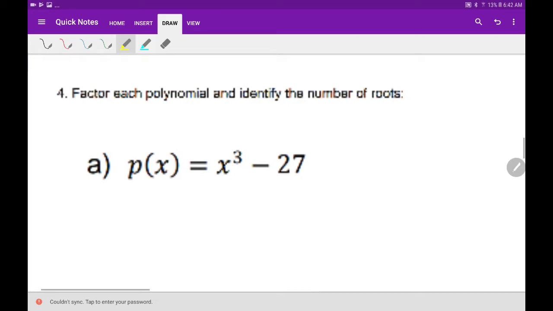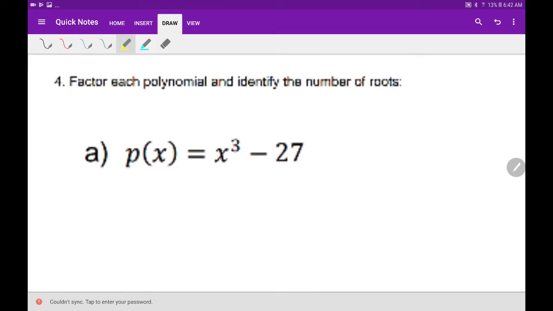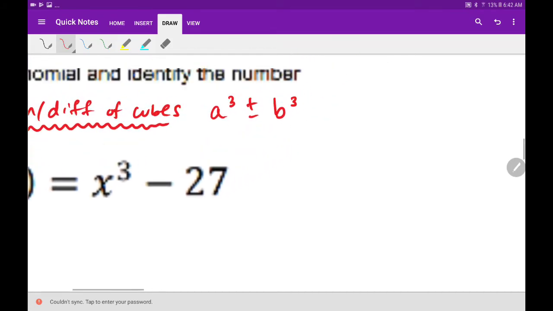All right, let's go to number 4 now. It says factor the polynomial and identify the number of roots. So for A, it's a binomial, but it's also cubed. So see if you remember this from several weeks back. It's actually called a sum/difference of cubes. And it always looks like this. Something cubed plus or minus something else cubed.